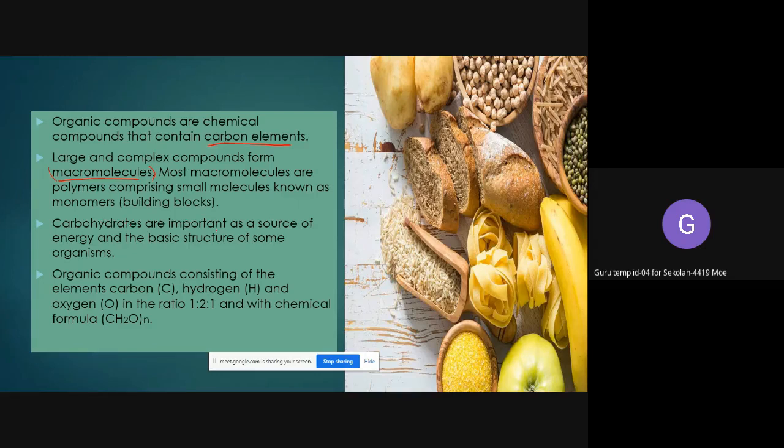Carbohydrates are important as a source of energy and the basic structure of some organisms. Carbohydrates are organic compounds consisting of the elements carbon, hydrogen, and oxygen.